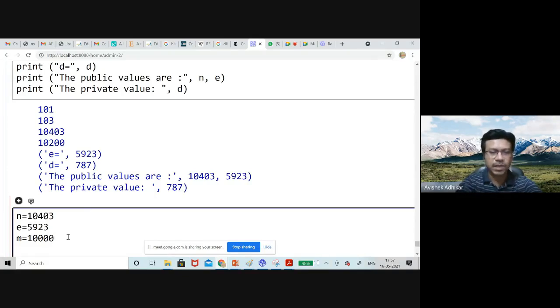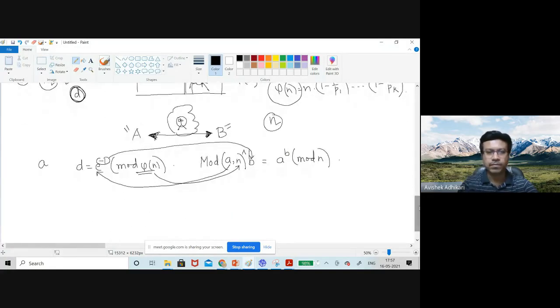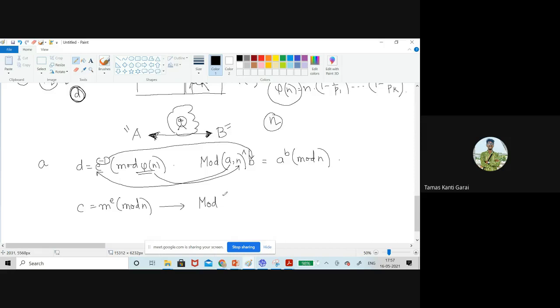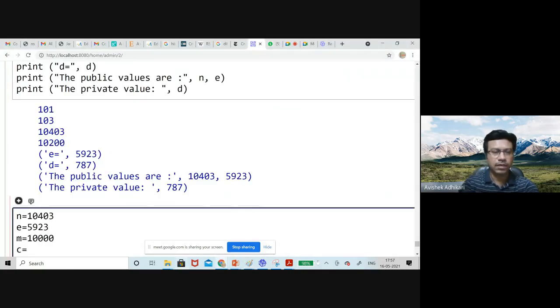Now what is he going to do? He is going to make C. What is my C? Can you tell me by using this mod function? C is m to the power e modulo n. Now using this mod function, what should I write here? Mod m comma n to the power e. Very good. That's what I write here.